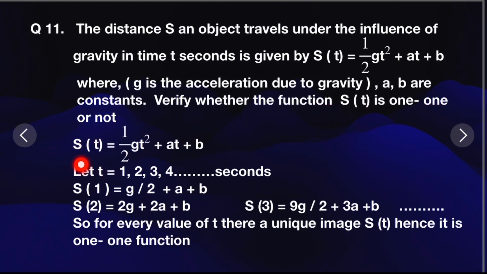Very simple sum. So s(t) is equal to this. Let's put different values of t. If you put t equal to 1, this becomes g upon 2 plus a plus b. If you put t equal to 2, it becomes 2g plus 2a plus b. If you put t equal to 3, it becomes 9g upon 2 plus 3a plus b. So distinct values of t will give us distinct values of the function. So this is a one-to-one function.